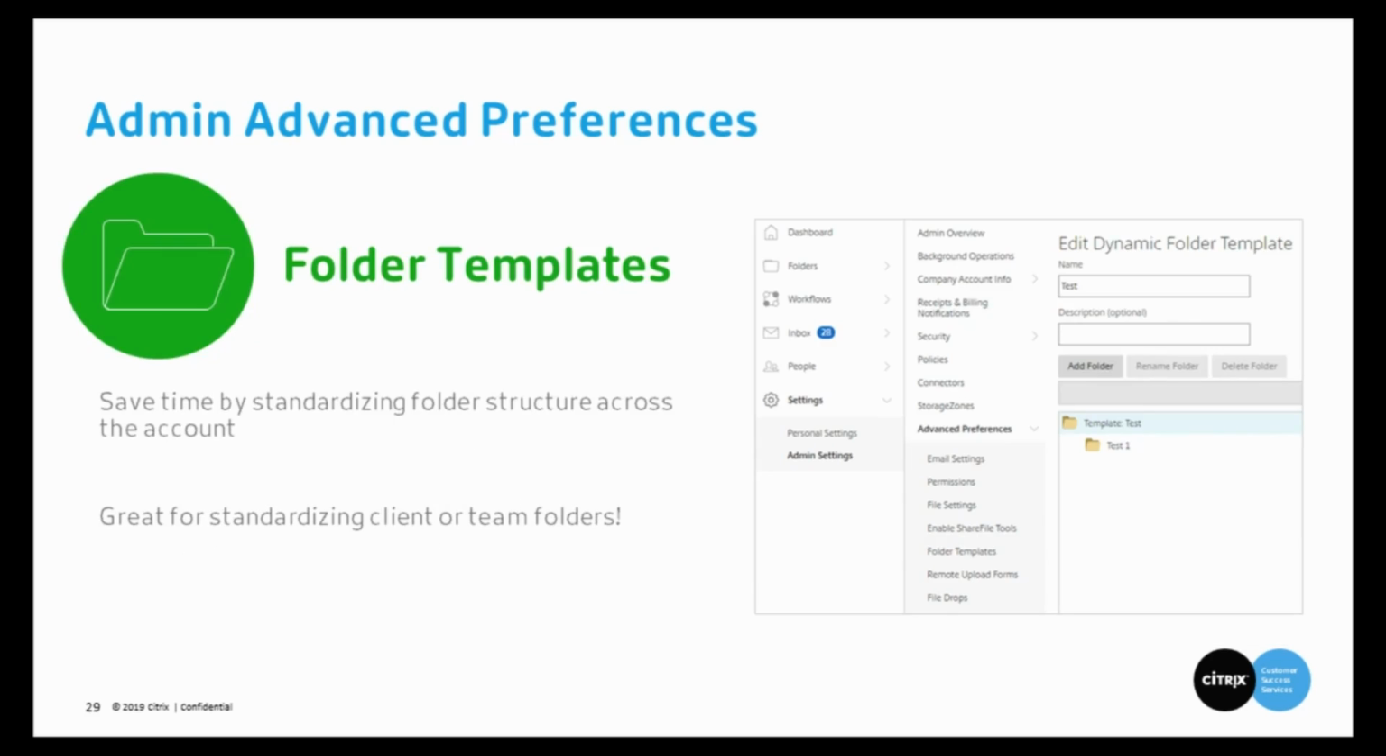Other of the advanced preferences that we have available is the folder templates. That is going to save you some time by standardizing folder structure across the account, meaning that you will be able to create a specific folder structure that can later be applied to any of the folders that have been created within your organization. This is a great way to standardize client or team folders across the account.